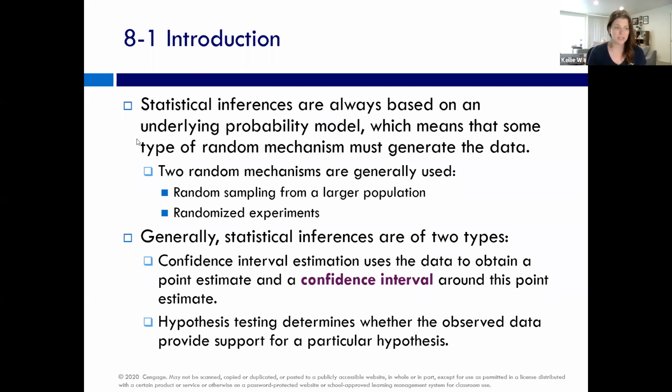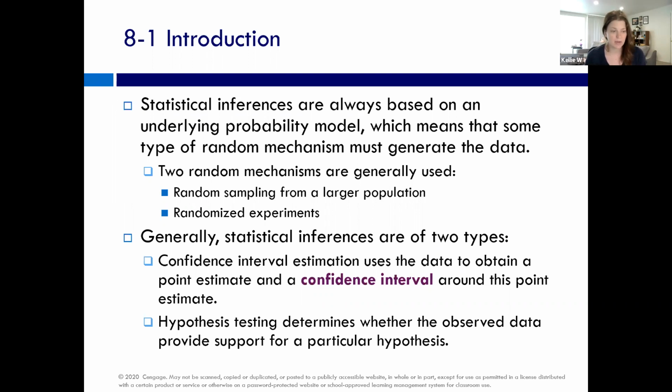Okay, so this week, last week, we talked about random sampling. Random sampling is one way that we can infer information about a population. The other way is to do randomized experiments. So instead of sampling from existing data, we go out, do a randomized experiment, we get the data, and then we have to figure out how confident we are in that data.